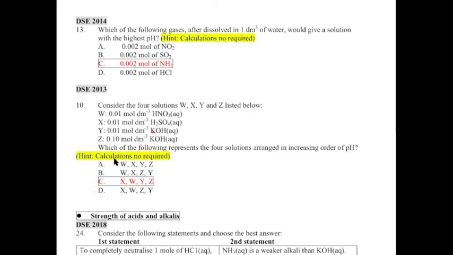Now compare the next two. Y is 0.01 molar, Z is 0.1 molar. They are both potassium hydroxide solutions, strong alkaline. Higher concentration means higher concentration of hydroxide ions in the solution. Hence, it will have a higher pH. So that should give you the highest pH among all four. Hence, you should choose C for this one.